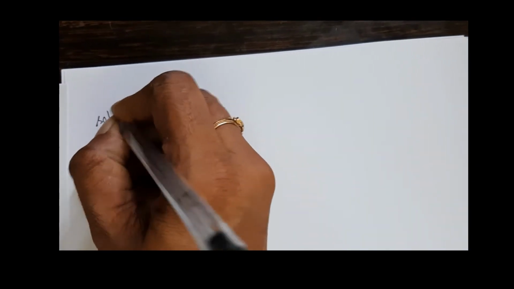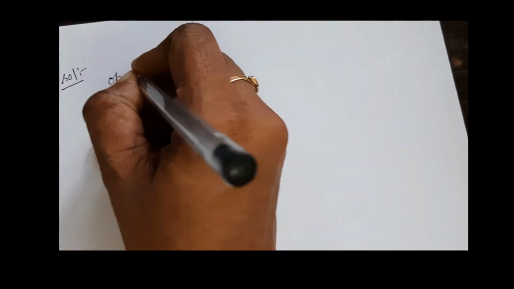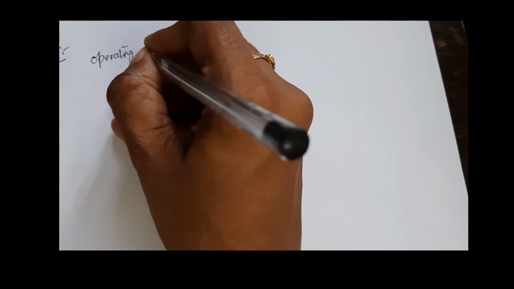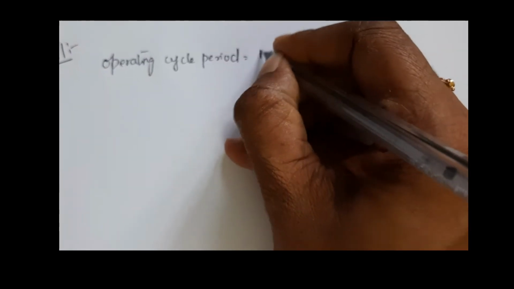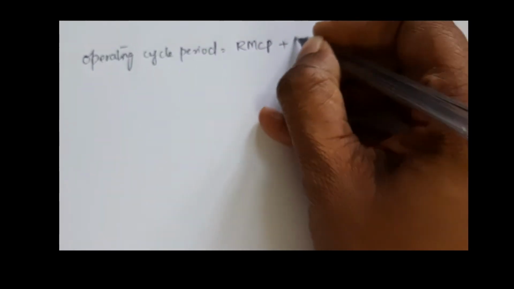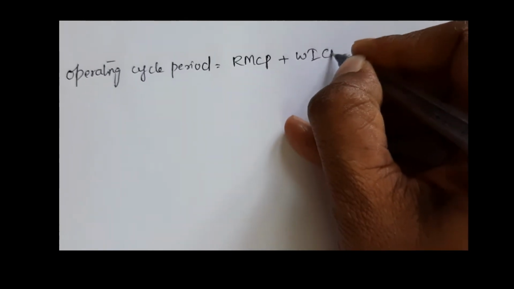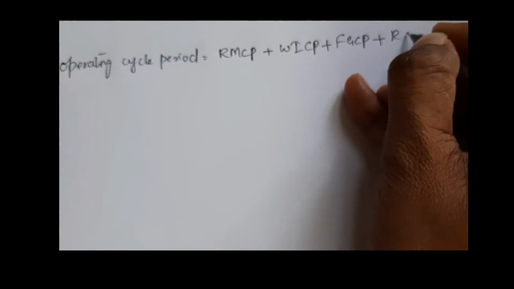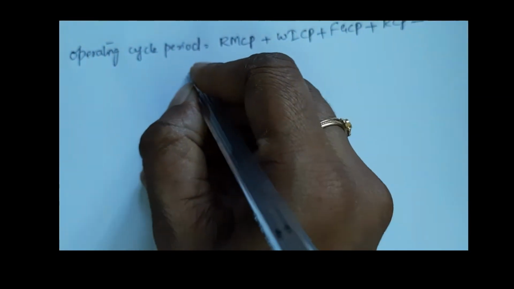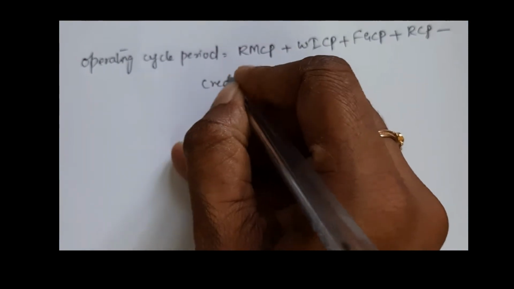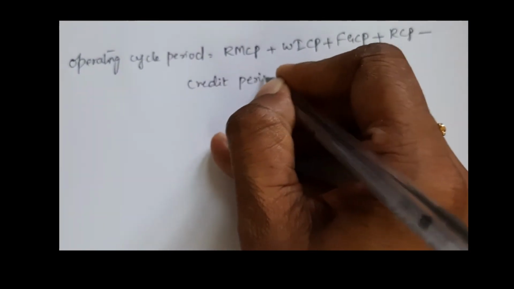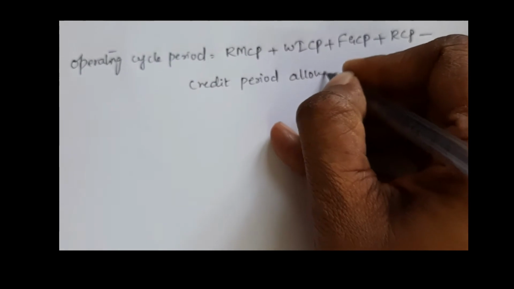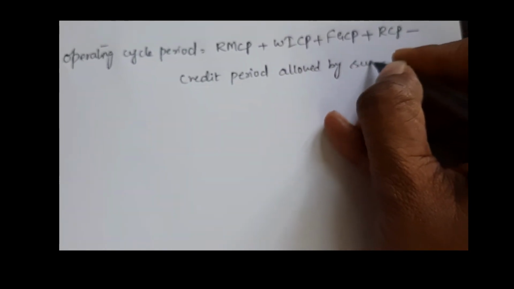We'll see the solution now. There is a formula to calculate the operating cycle period. Operating cycle period is equal to RMCP plus WICP plus FGCP plus RCP minus credit period allowed by supplier.